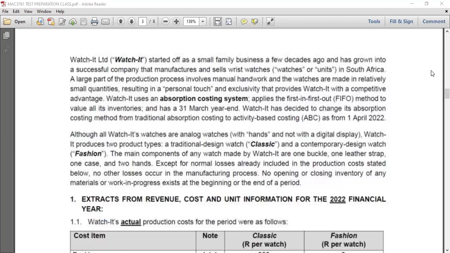Right. Let's go to the second question. Watch It Limited started off as a small family business a few decades ago, and has grown into a successful company that manufactures and sells wristwatches in South Africa. A large part of the production process involves manual handwork, and the watches are made in relatively small quantities, resulting in a personal touch and exclusivity that provides Watch It with a competitive advantage.